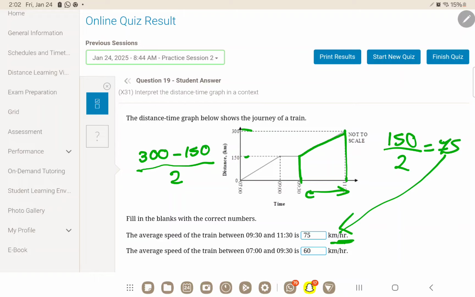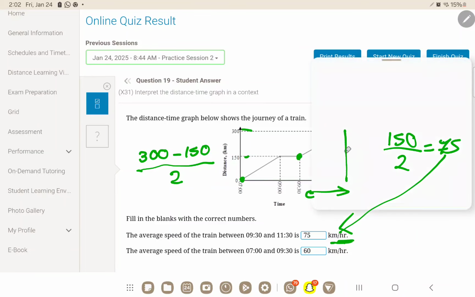Now they want the speed between 7 and 9:30. Oh my gosh, I hate when this happens and I can't get rid of it now. I'm just going to solve with it there.